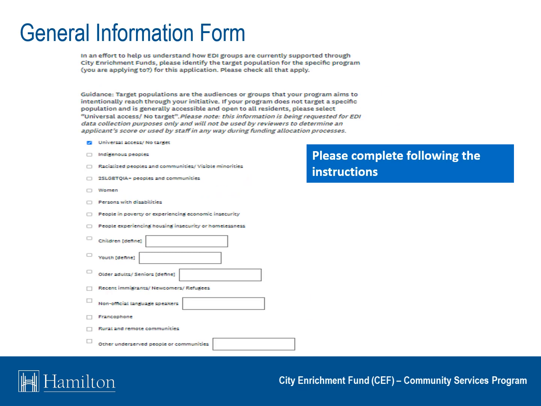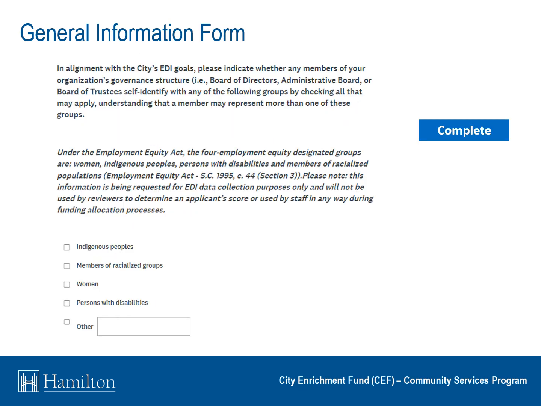This question is a general question based on our desire to collect some data on EDI, equity, diversity, and inclusion, and it asks you to identify the target groups that fit this criteria for your program. Please complete following the instructions. Please complete this question that asks you to identify EDI representation on your board.